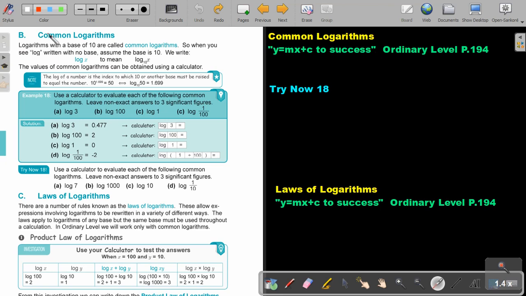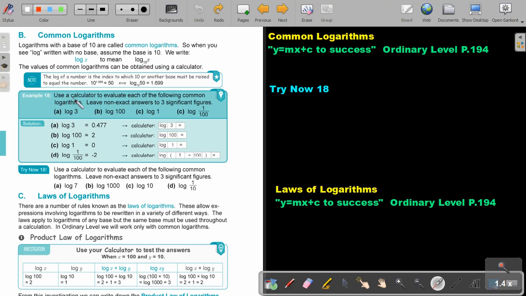Common logarithms. Logarithms with a base of 10 are called common logarithms. So when you see log written with no base, assume the base is 10. We write log x, and that means actually log x with a base of 10. The values of common logarithms can be obtained using a calculator. So the calculator is programmed to do logs with a base of 10.